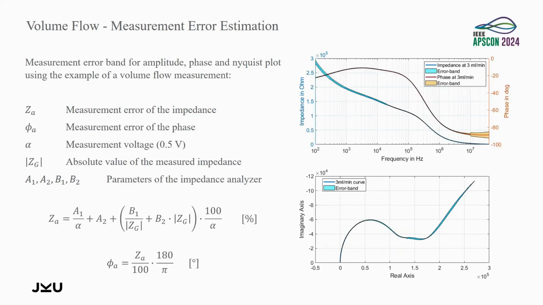For the sake of completeness, you should always take a look at the errors you make during measurement. So I show you the measurement error band for amplitude, phase, and the Nyquist plot using the example of a volume flow measurement at 3 milliliter per minute. Every impedance analyzer has parameters A1, A2, B1, B2, maybe C, and so on. Beta is also a nice number which they are using. These are frequency dependent. With the two formulas on the bottom, you can calculate for each measurement point the percentage deviation and the deviation in degree for both the impedance and the phase. For example, on the right-hand side, you see the phase at the frequency of 10 to the power of 7. The error band gets very wide because one of the parameters is frequency dependent. It gets big in this frequency region.